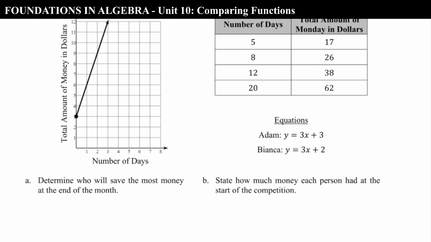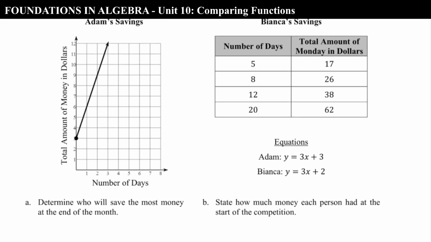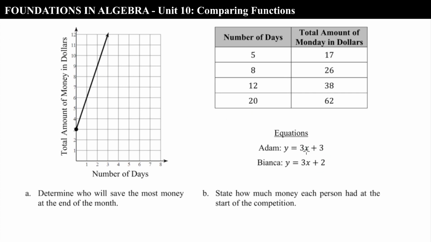Determine who will save the most money at the end of the month. Well, let's see here. At the end of the month, we are going to have how many days? Well, let's say 30 days. If you put in 30 for x here and 30 for x here, Adam is going to have $1 more than Bianca at the end of the month. So Adam will save more. How much money will each person have at the start? Well, Adam, your y-intercept is 3, so Adam started with $3. Bianca, the y-intercept is 2, so Bianca started with $2. And since we are increasing linearly, and Adam and Bianca are both increasing at the same rate, Adam is always going to have $1 more than Bianca going day to day. So that's why Adam also has more money at the end of the month.